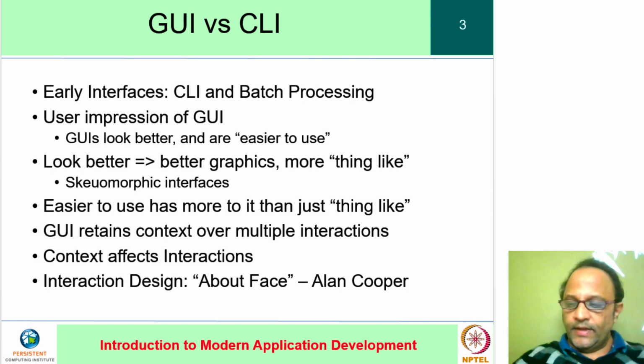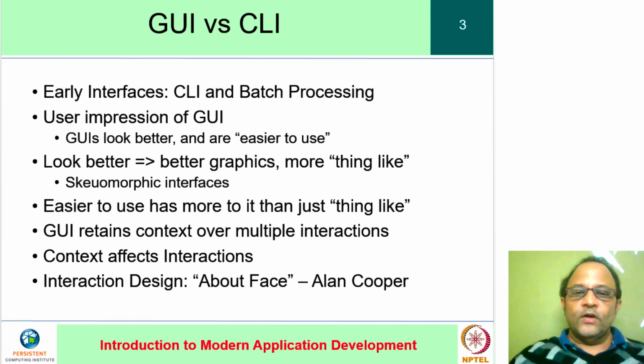But there's more to it than even just the looks or the similarity to real world things. What we find is that the nature of interaction, the very experience that the user has of what happens when they use graphical interfaces, is different from that of using a command line interface. For one thing, with GUIs, we can interact multiple times with a program without having to start and stop that program all the time. And this means that the app can now retain context because it learns from history, it remembers what was going on, and it can use this information to improve user interaction.